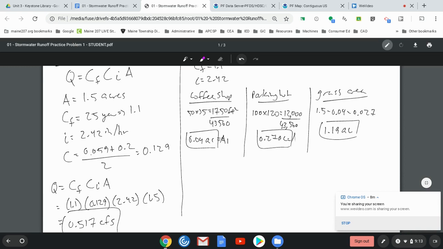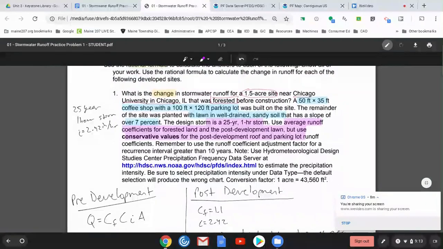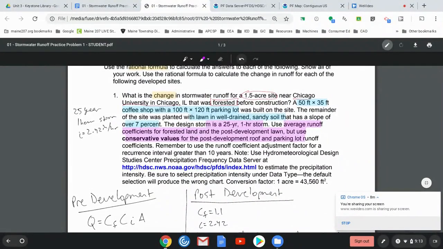Okay. So for the coffee shop, that's A1. This is A2, and this is A3. For the coffee shop, we need a runoff coefficient. For the parking lot, we need a runoff coefficient. And for the grass area, we need a runoff coefficient. All right, so the coffee shop, if we look at the notes here, let's see, the coffee shop, we're going to go back here.